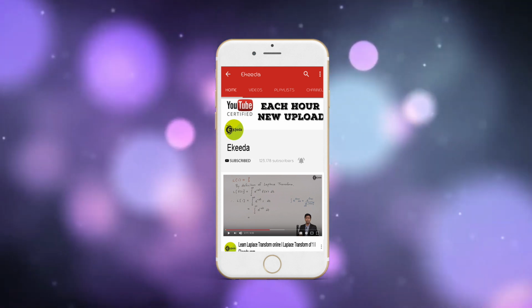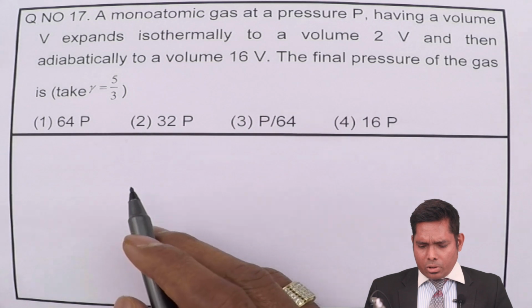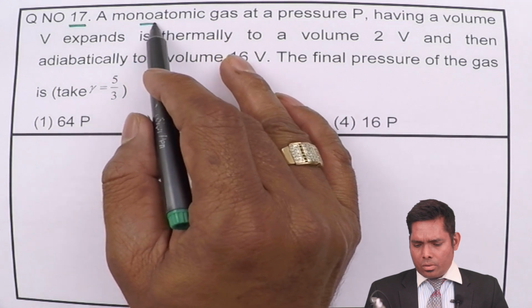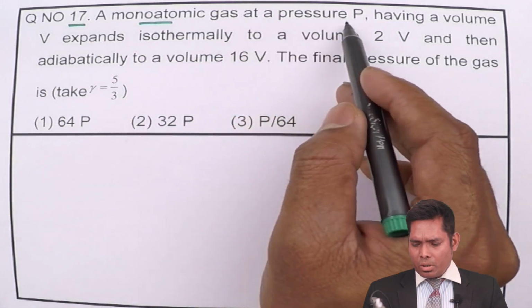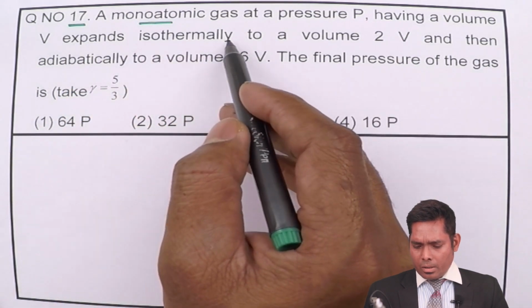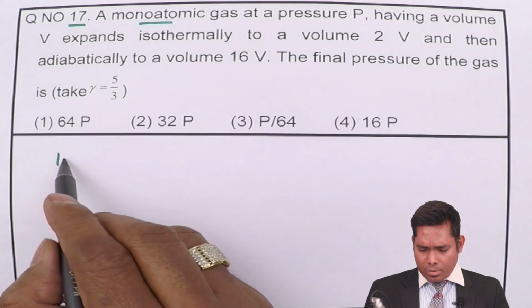Hello students, let us solve the next question. Question number 17 of the 2014 NEET physics paper. Let us solve question number 17. A monoatomic gas at a pressure P, having a volume V, expands isothermally. So it is a case of isothermal expansion.